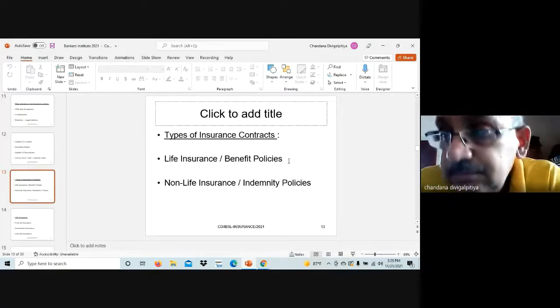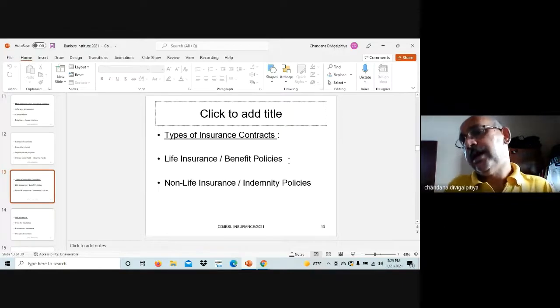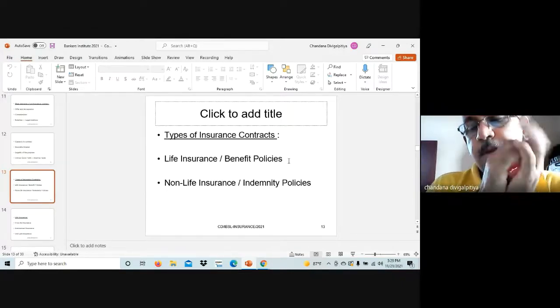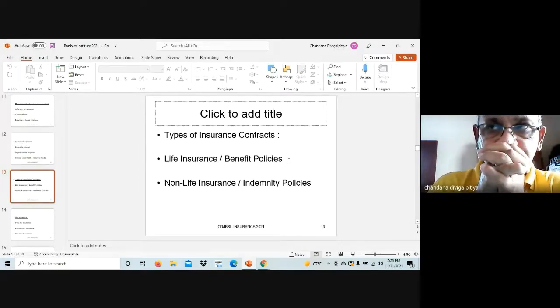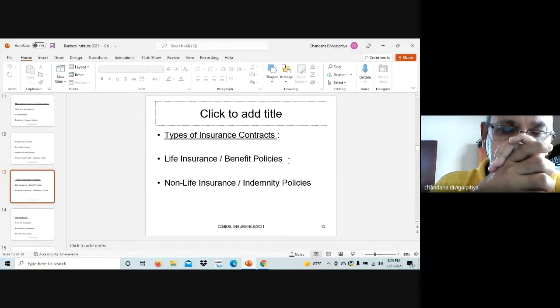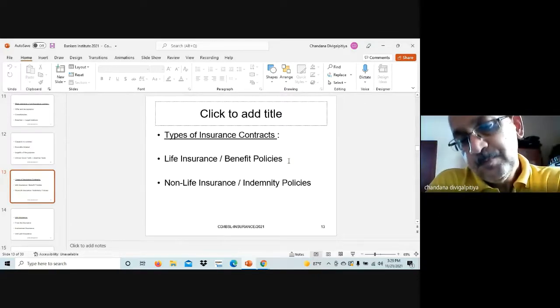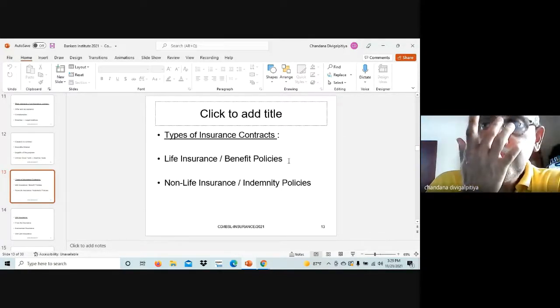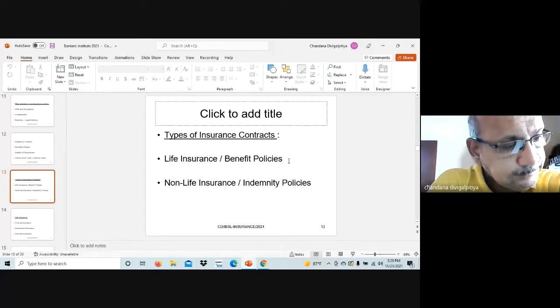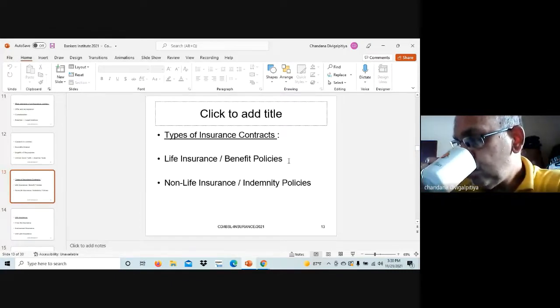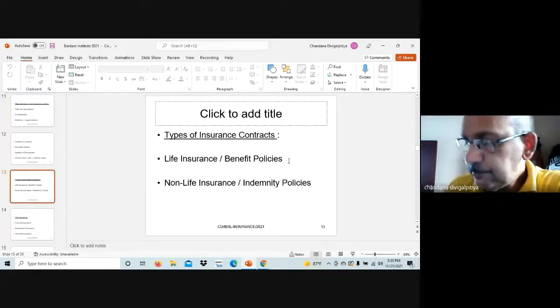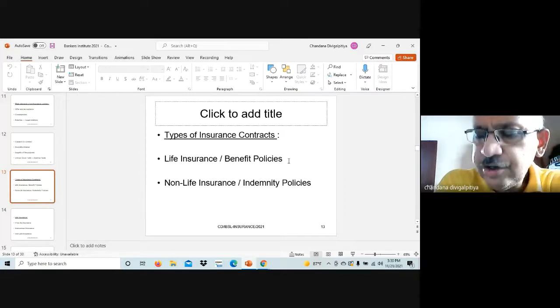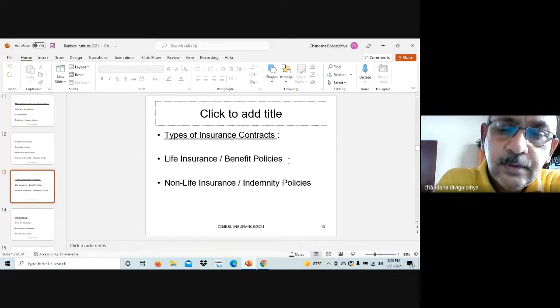A person can have any amount of life policies, and in the event of a claim, he will get the benefit from all the policies. Comma, as such, it is termed as a benefit policy.